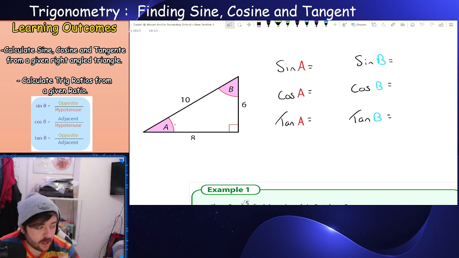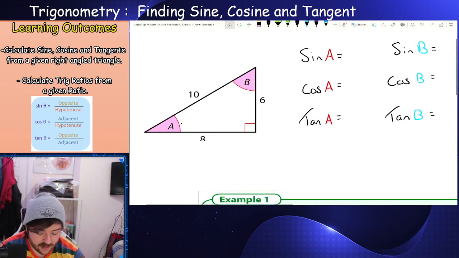So if we look here, sine of an angle is equal to the opposite side over the hypotenuse. The cosine of an angle is equal to the adjacent over the hypotenuse, and the tan of an angle is equal to the opposite over the adjacent. So let's have a look here.